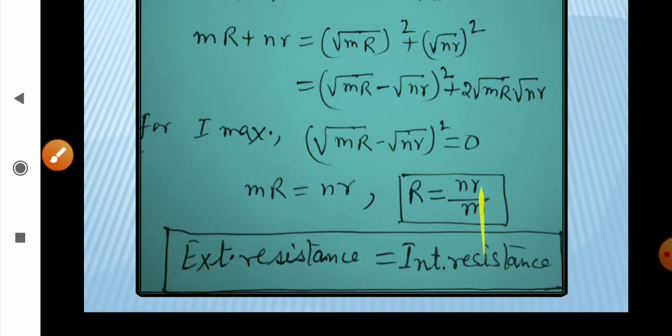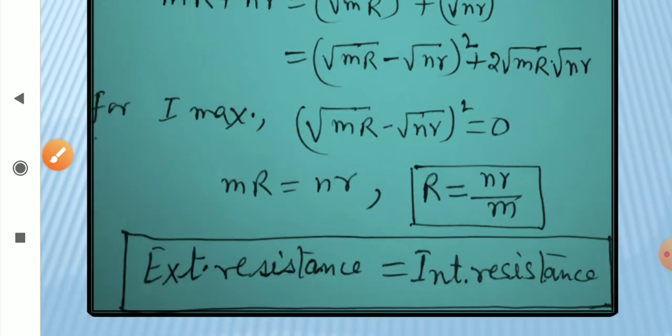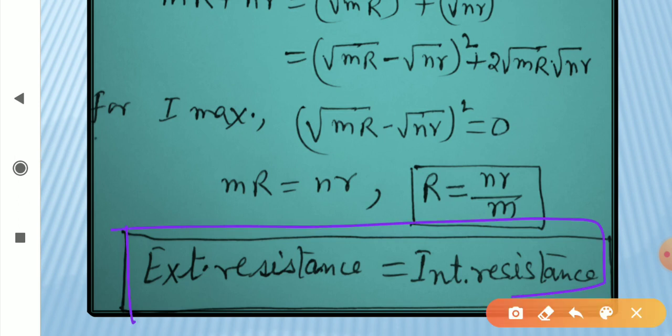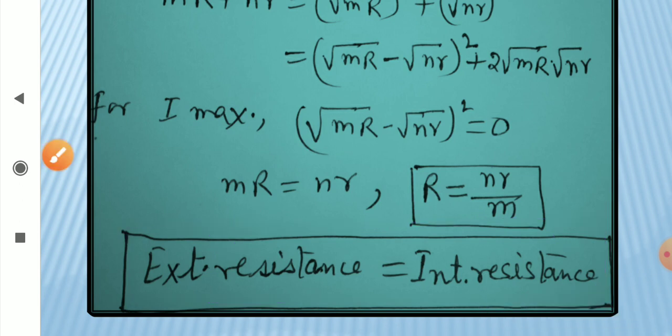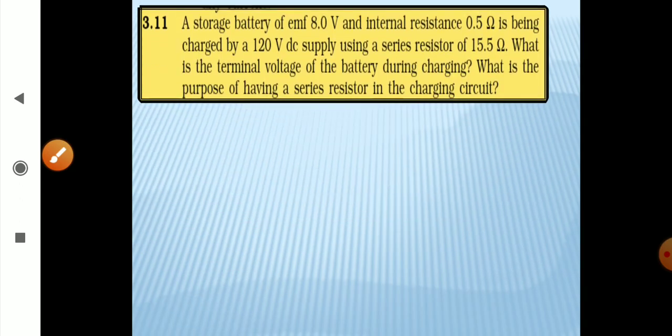So we arrive at a very important condition. To obtain maximum current from a mixed grouping, the external resistance must be equal to the total internal resistance. If you want to find out the condition for drawing maximum power from a combination of cells, then external resistance must be equal to internal resistance. So this is the condition for obtaining maximum power and maximum current. Now let us move on to take some numerical problems.